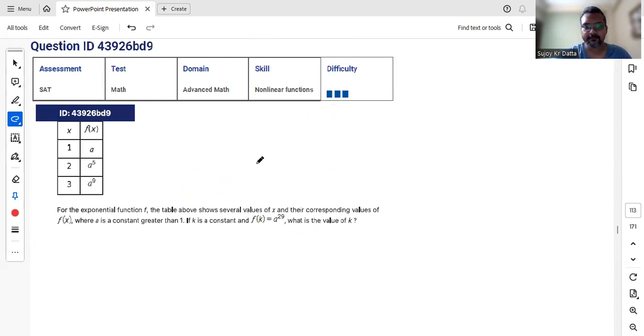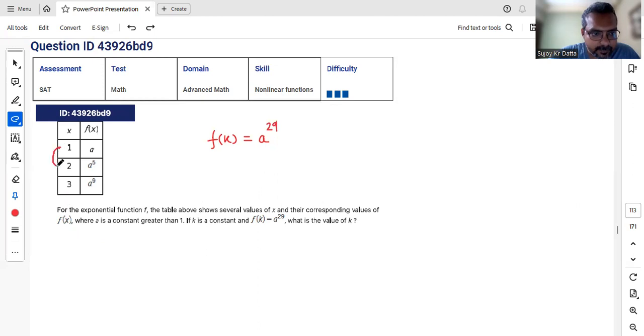Let's do the next question. So here we have x and f(x), an exponential function. So it says that k is a constant. Okay. f(k) is a to the power 29. So they're asking what is k? So for some value of k, you will get a to the power 29. You have to predict that value. Okay.